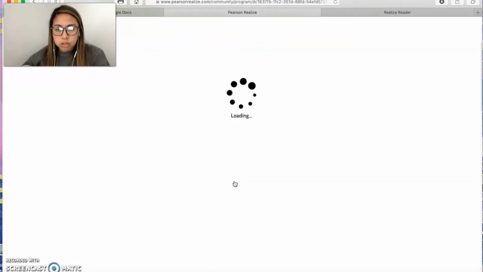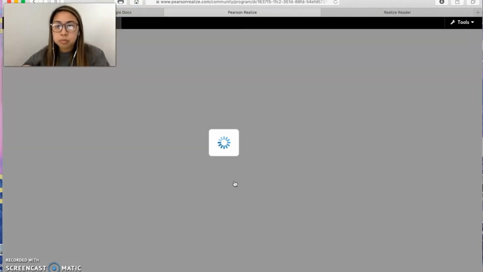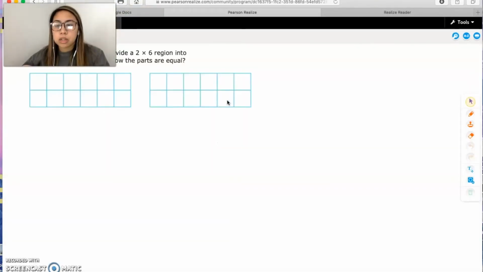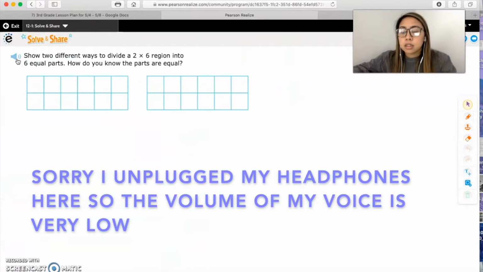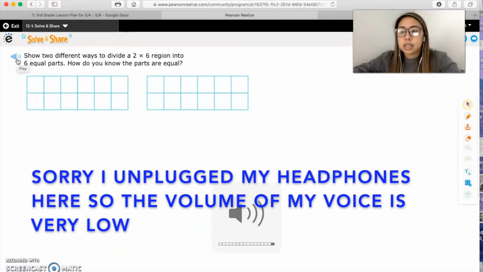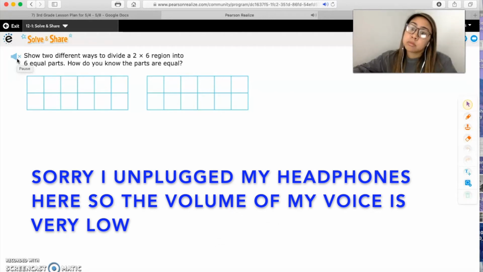So you should be on your solve and share 12.1. Today your solve and share is: show two different ways to divide a 2 by 6 region into 6 equal parts. How do you know the parts are equal?